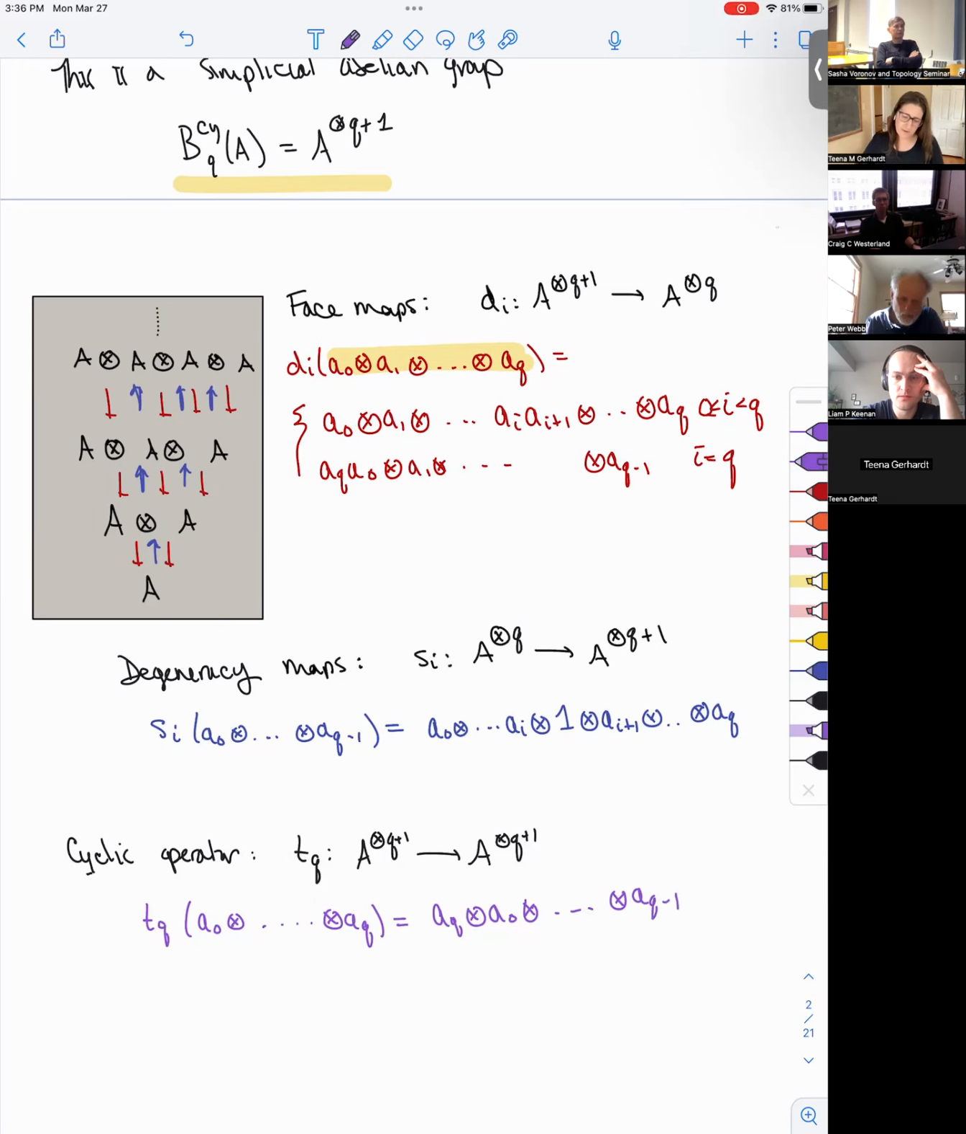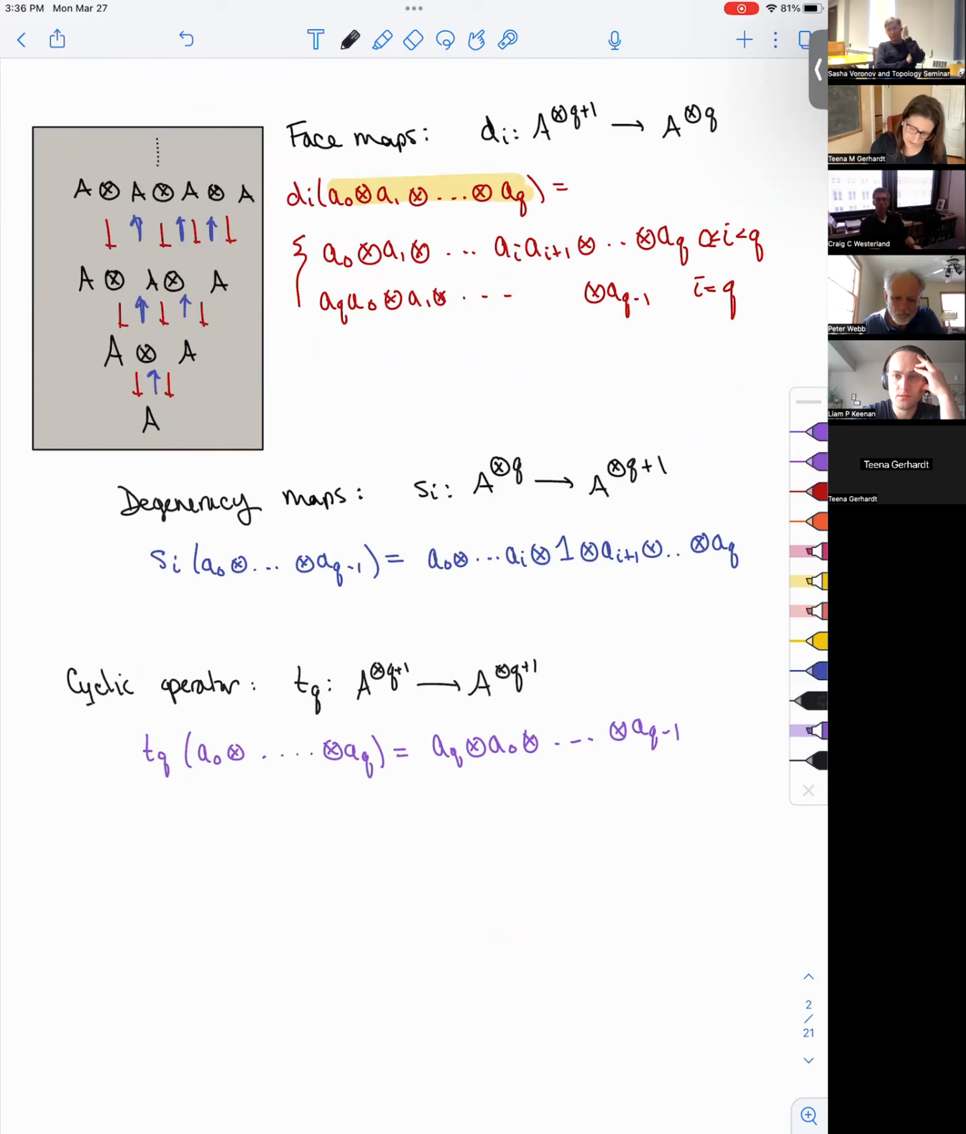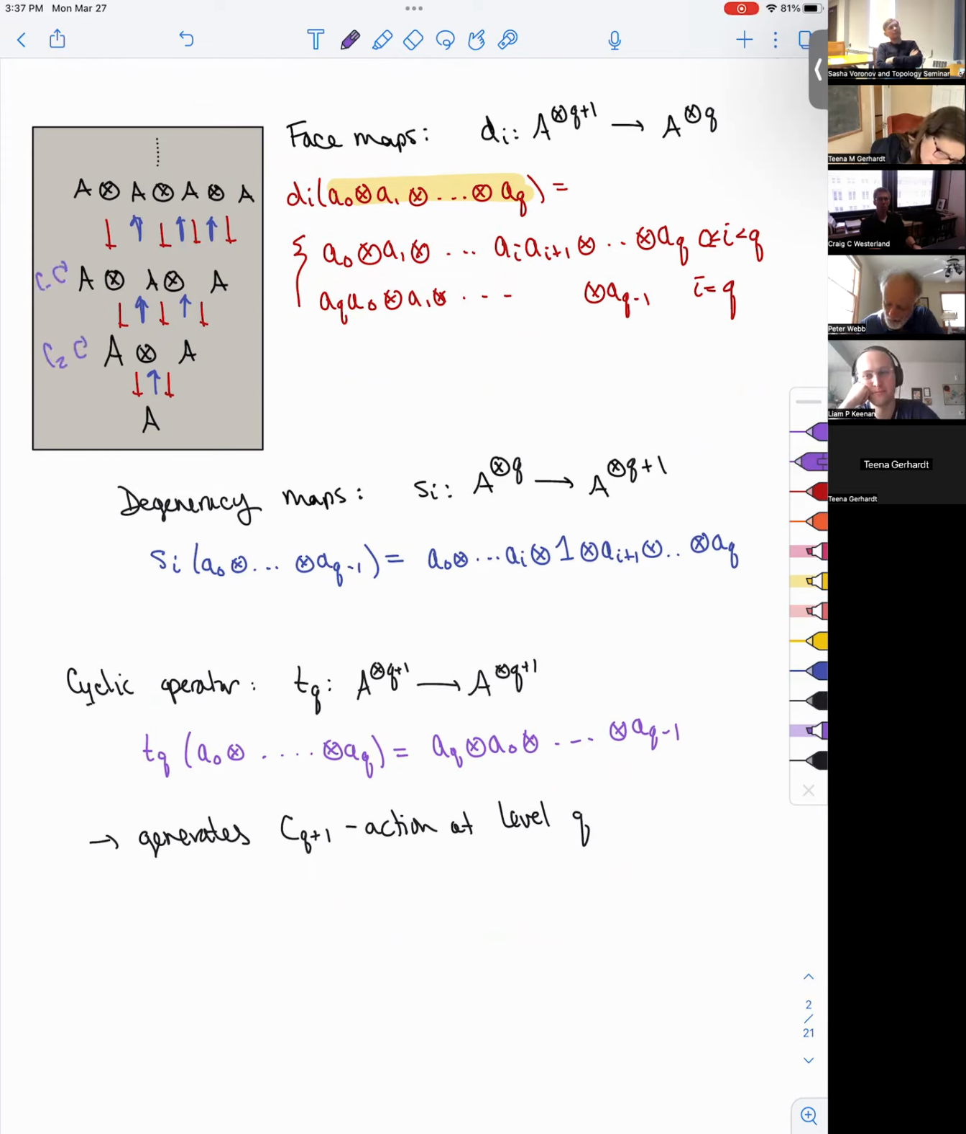If we think about that cyclic operator a little bit, we notice that it generates a group action. It generates an action of the cyclic group of order q plus 1 at level q of my simplicial object. I could put those group actions into my picture as well. Here I would get a C2 action, a C3 action, a C4 action. Down here, it's just an action of the trivial group, and so on.